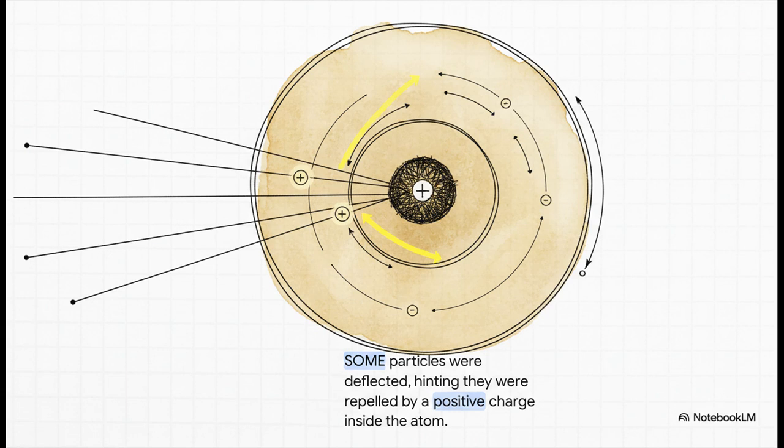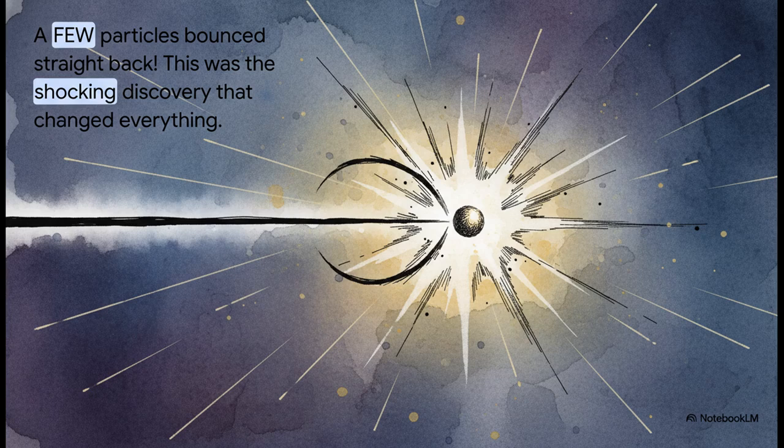But then they looked a little closer, and they saw something weird. A few of the particles didn't go straight through. They were getting bent, pushed aside just a little. Now remember, those alpha particles are positive, so for them to get pushed away, they must be getting close to something else that's also positive, like trying to push two magnets together the wrong way. Interesting.